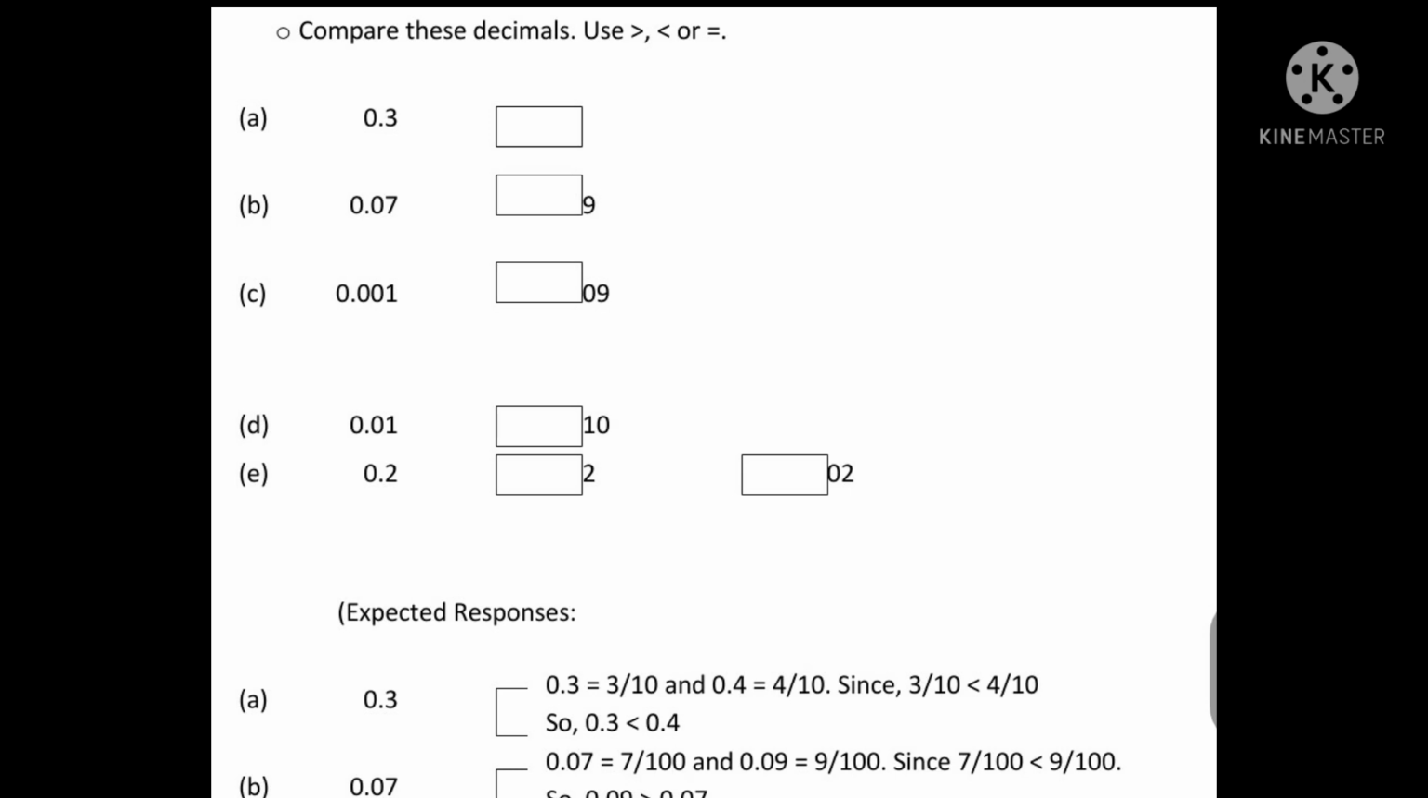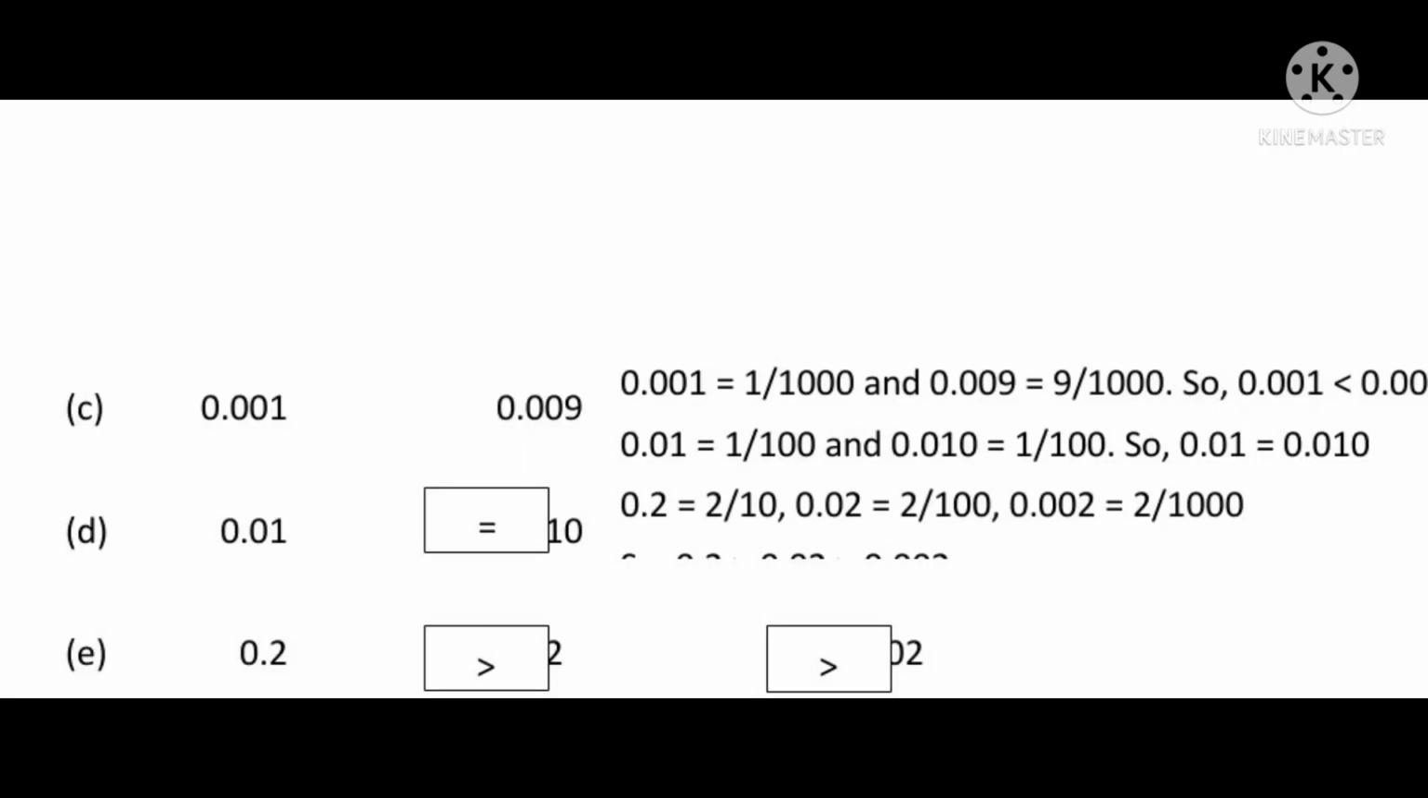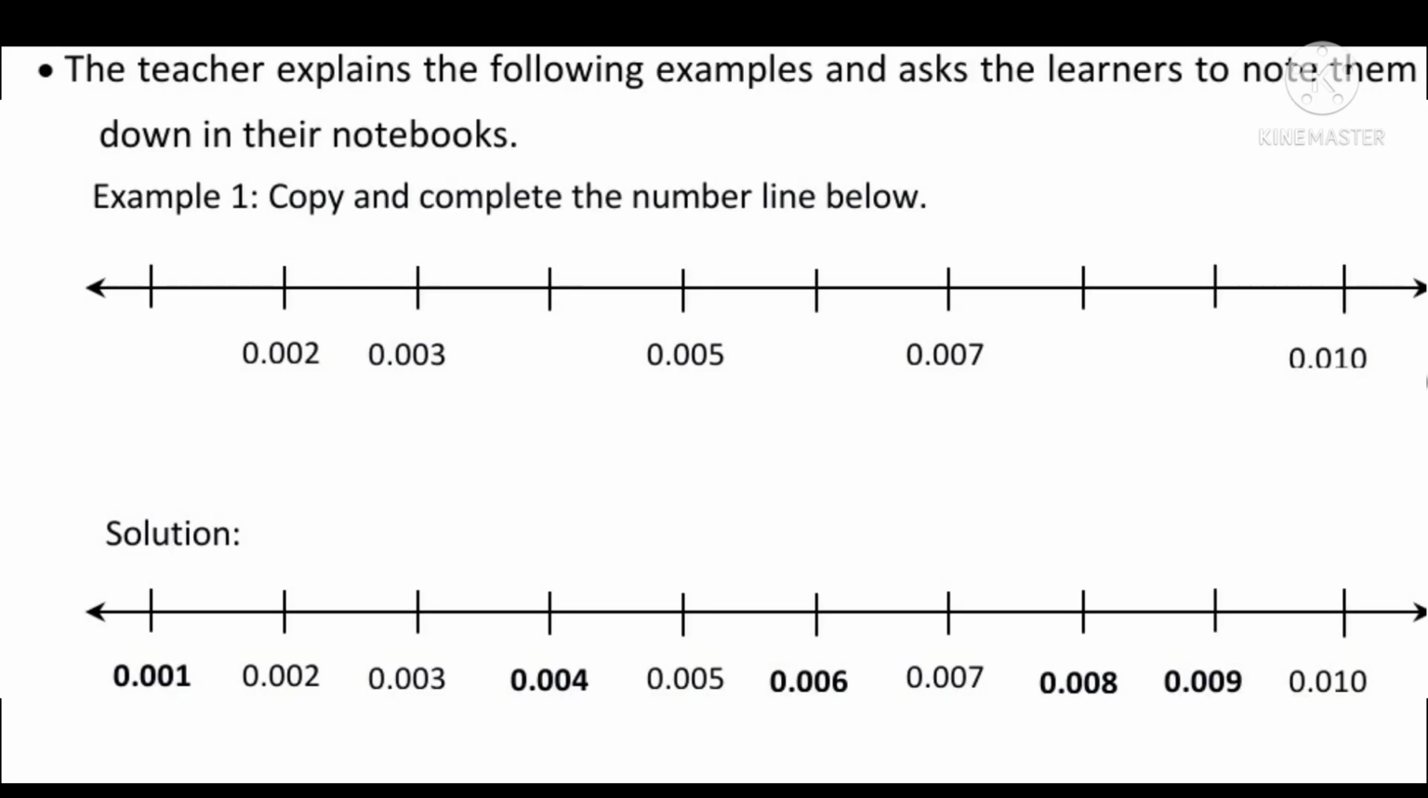The teacher continues with an activity. Teacher shows the following questions on the chart paper, as you can see on the screen. Teacher asks the students to compare these decimals using the greater, smaller or equal to sign. After a few minutes, the expected response of the students would be like this. Then the teacher explains the following examples and asks the students to note them down in their notebooks.